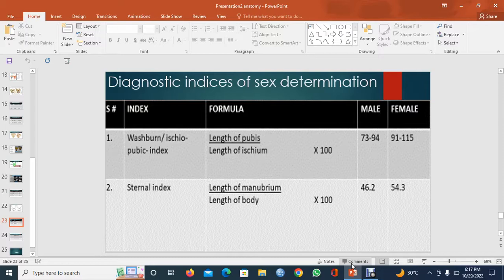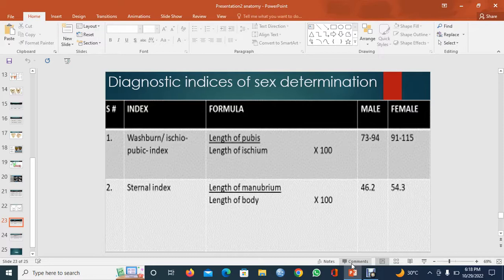That is, the Wassermann index or the ischiopubic index, as we said earlier: the pubic bone of the adult female is longer than the male, and the ischium bone of the adult male is longer than the female. So there is a difference in the ratio. There is a ratio between the length of the pubis and the length of the ischium, and in case of male it is 73 to 94, and in case of female it is about 91 to 115.